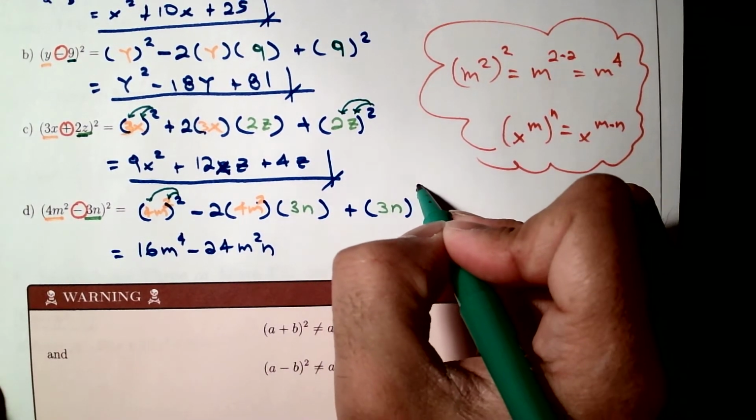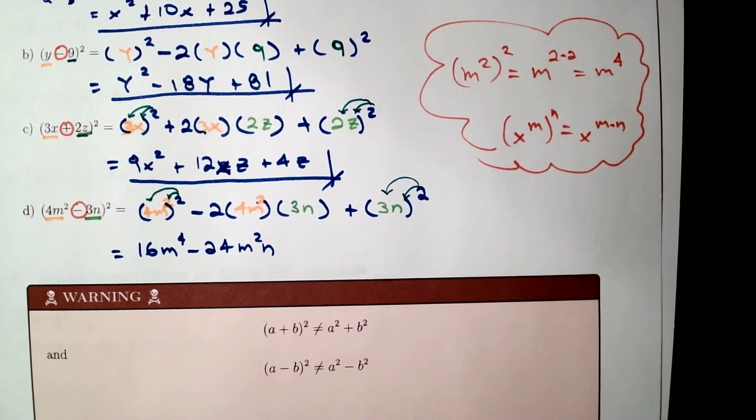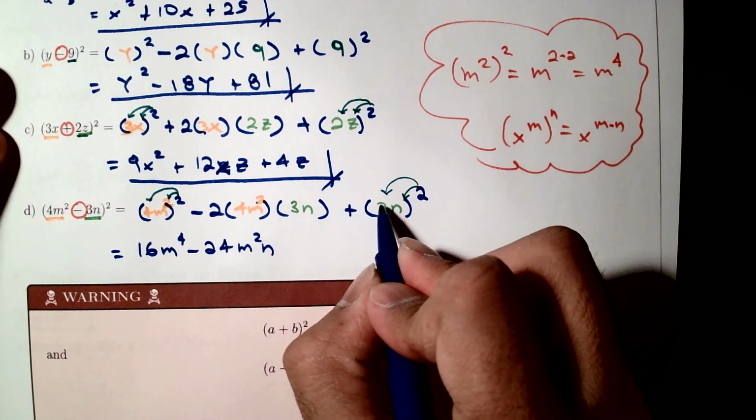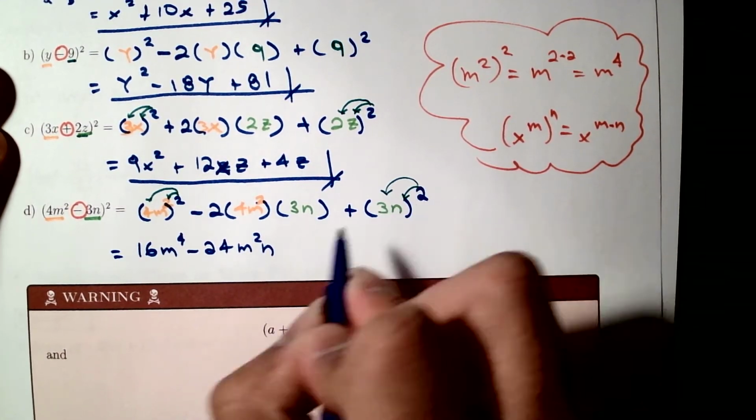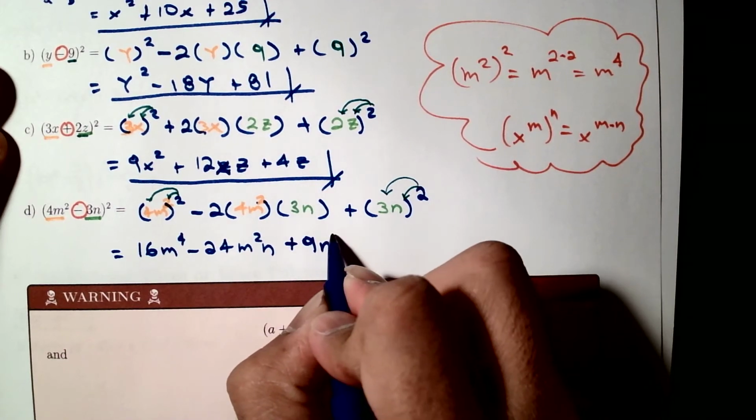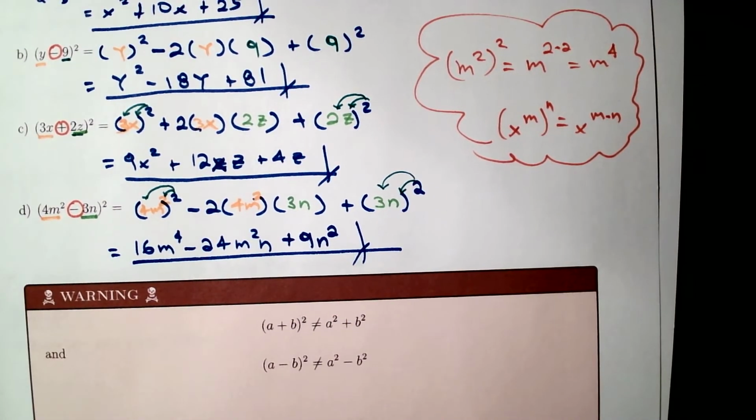Again, don't forget about this. Don't forget about that. These two affect both the 3 and the n. So 3 squared equals 9, and n squared equals simply n squared. And we're done with this one.